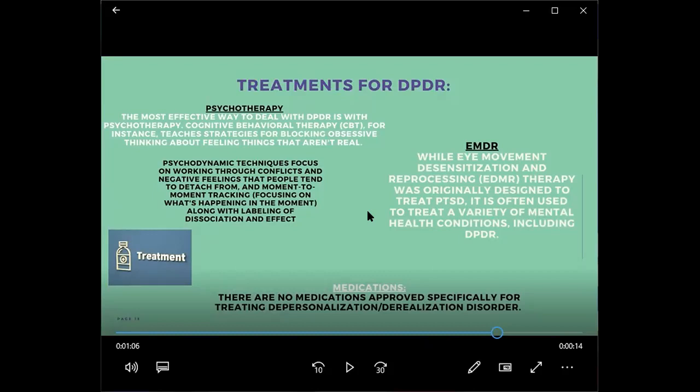There's also EMDR, which was originally designed to treat PTSD, which is, again, another form of these disorders. It's often used to treat a variety of mental health conditions, including DPDR. So that's going to help too. Again, there's no medications approved specifically for treating it, but anti-anxiety medications and antidepressants are definitely going to help to at least ease some of it. So that's very important.